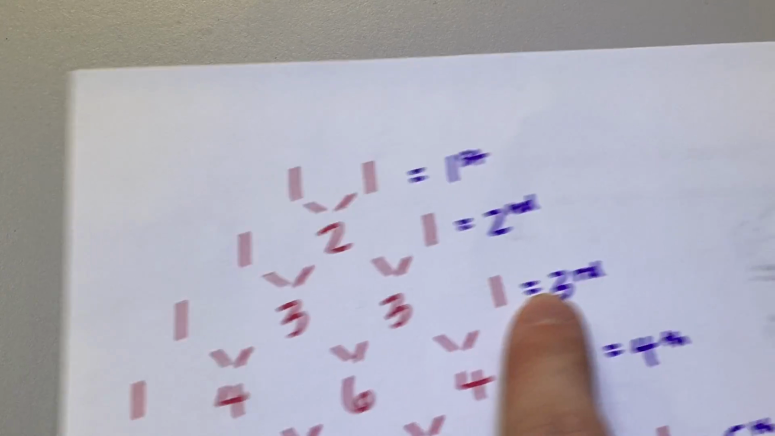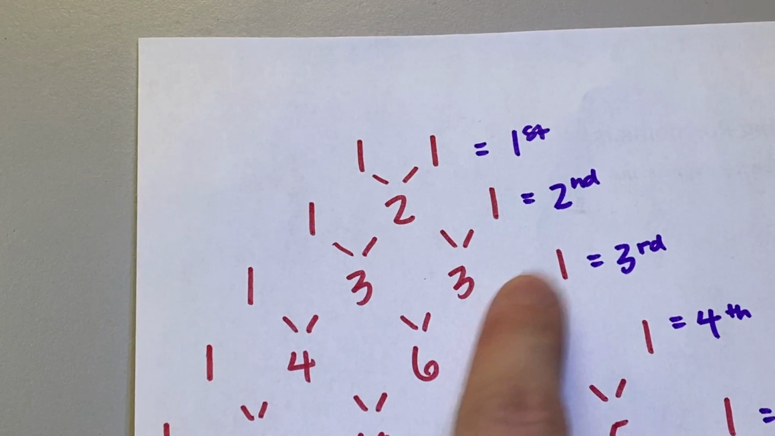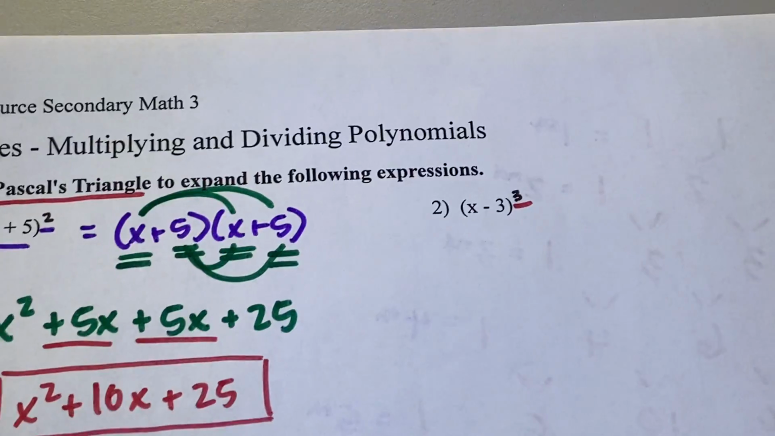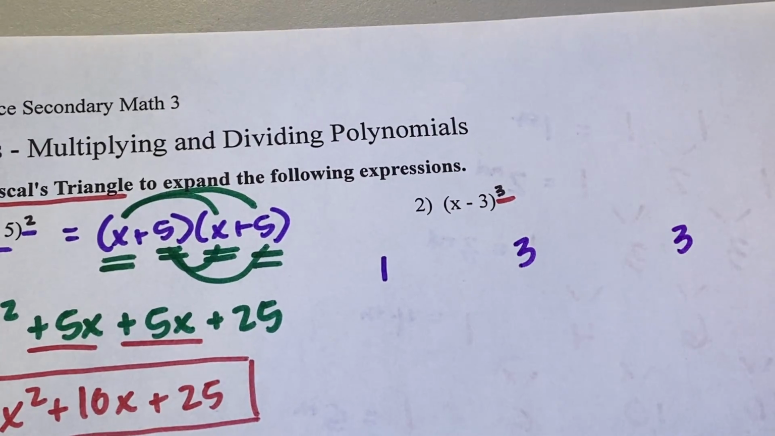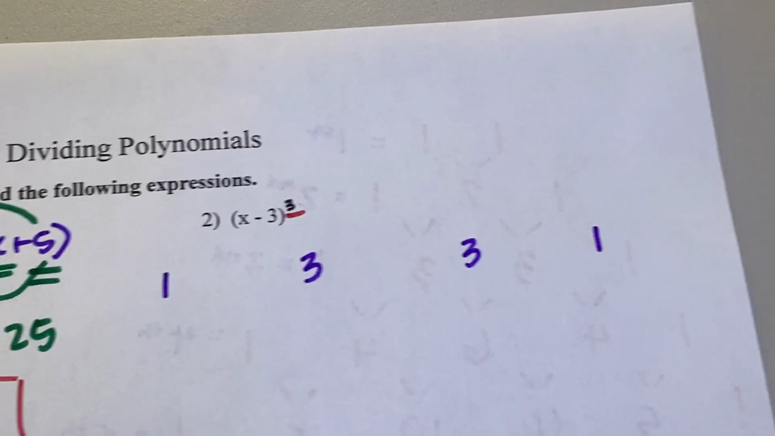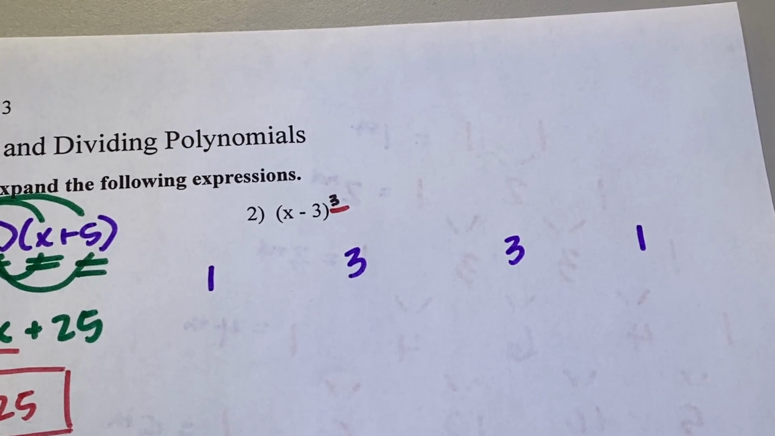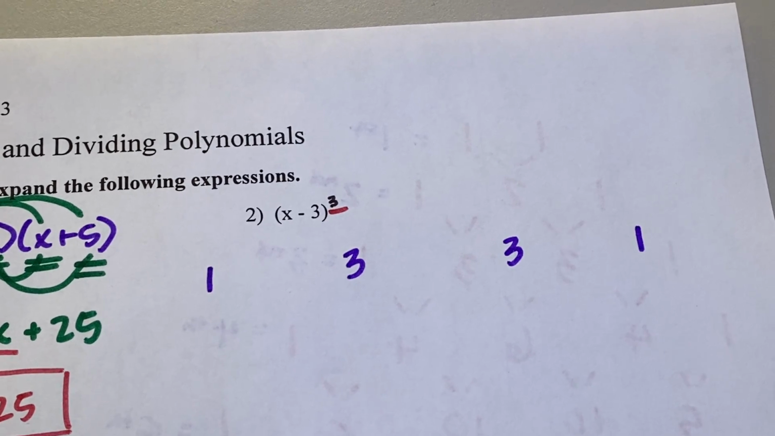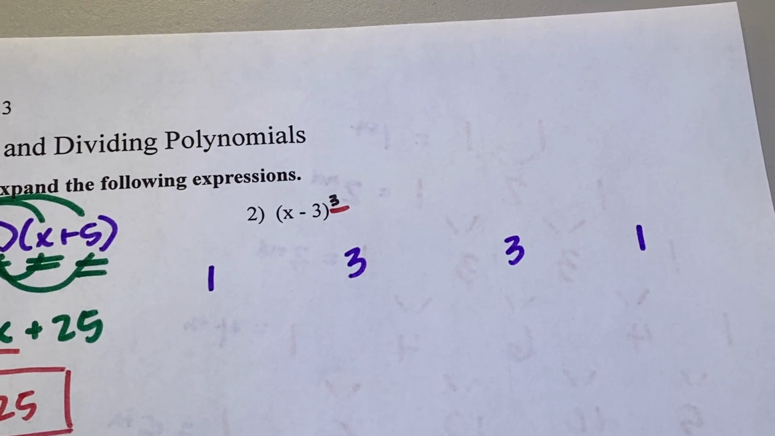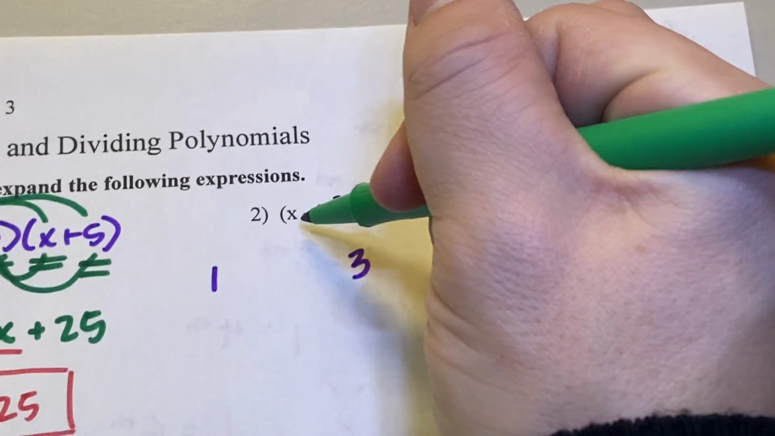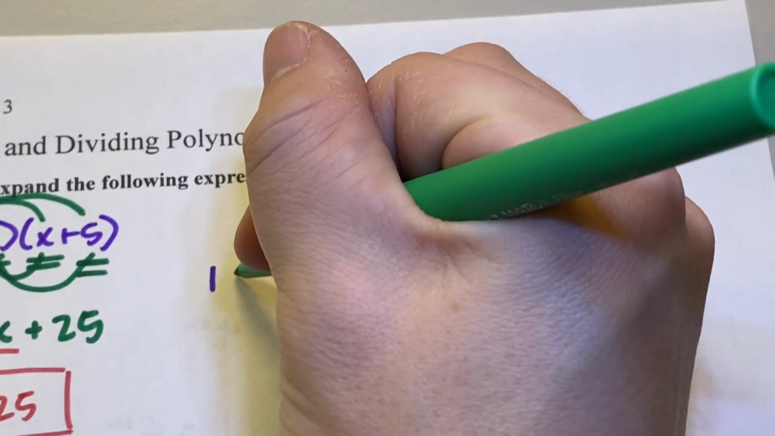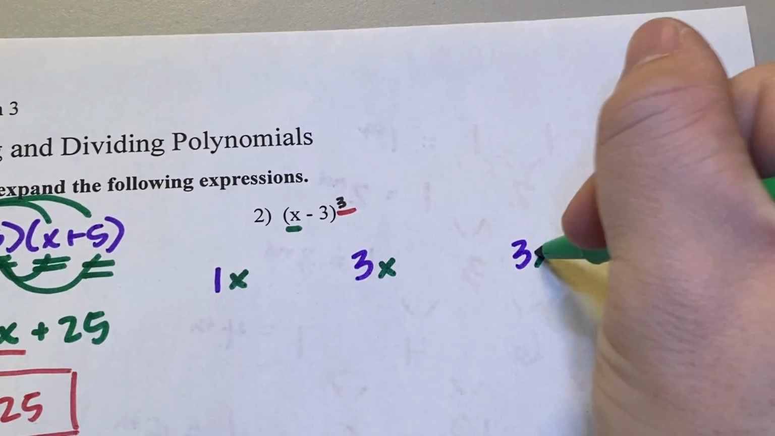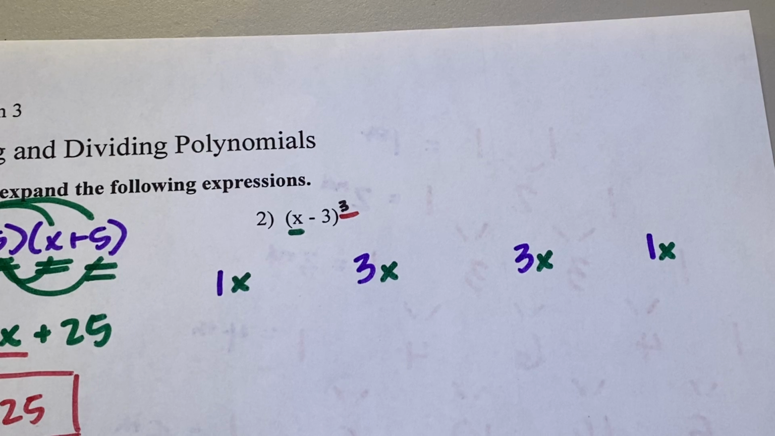For my cubed row, I need a 1, a 3, a 3, and a 1. Write those down. 1, 3, 3, and 1. Okay, that's our little pattern guy. Now what we need to add on to him are the terms in our binomial. My first term is what? X. Okay, so each one gets an X, X, and X.